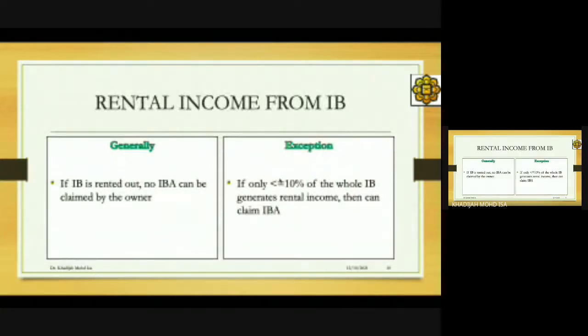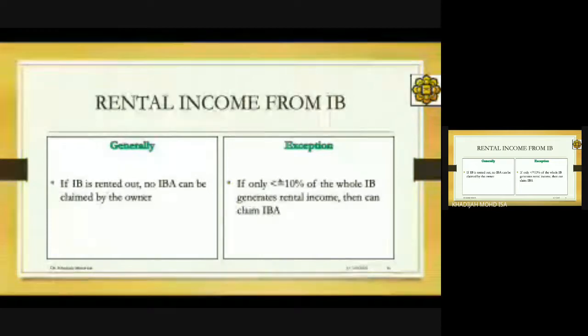Okay, this one is about rental income, all right? It means that if you have a building but the building is not used, who can actually claim industrial building allowance? The owner, provided that the building is used as an industrial building. But if the building is not used, then the owner cannot claim. And if the building is rented out, no IBA can be claimed by the owner. So in this case, if you rented out the building, the owner cannot claim, even though the building is used as an industrial building. You get that?